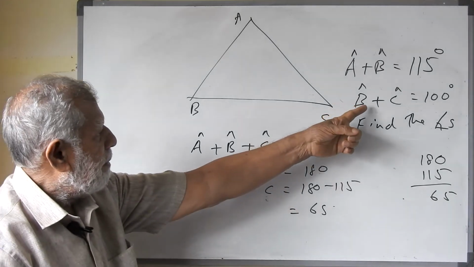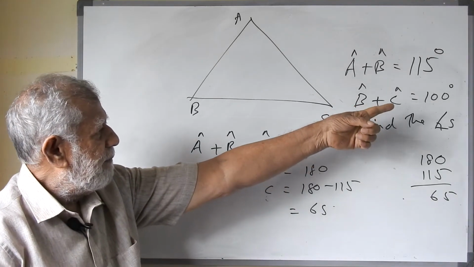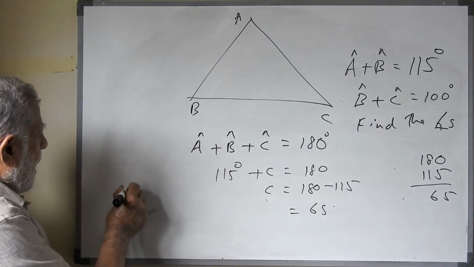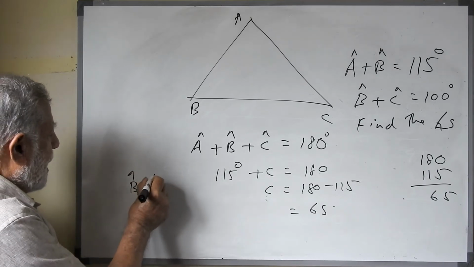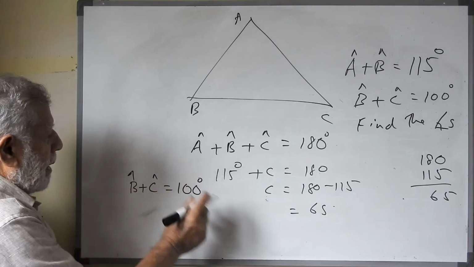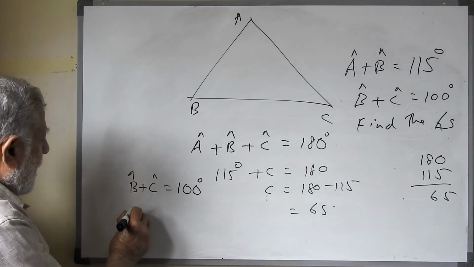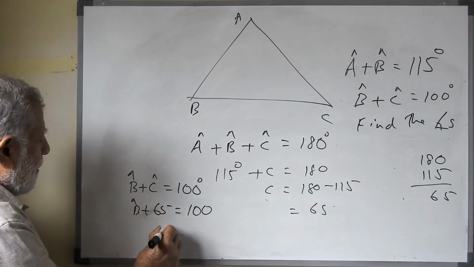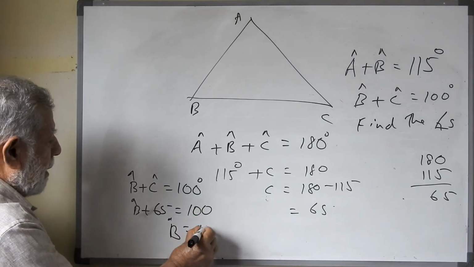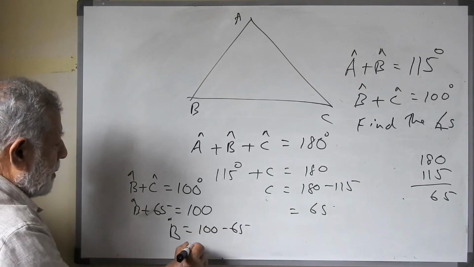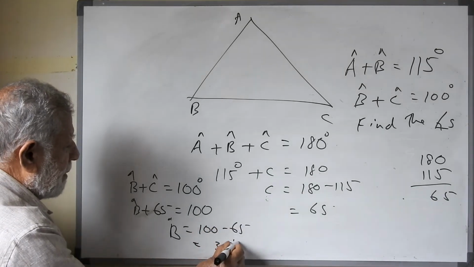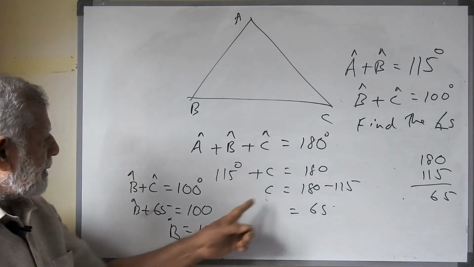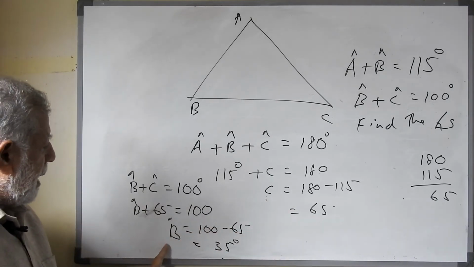So now C is equal to 65 degrees. From the equation B plus C, we can find out the balance angles. So we write down angle B plus angle C is equal to 100 degrees. Now C is equal to 65. We write down angle B plus 65 is equal to 100. Therefore B is equal to 100 minus 65, that is equal to 35 degrees. So we have found C as 65 degrees, we have found B as 35 degrees.